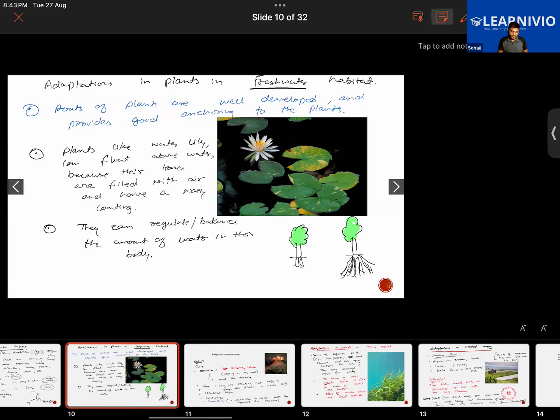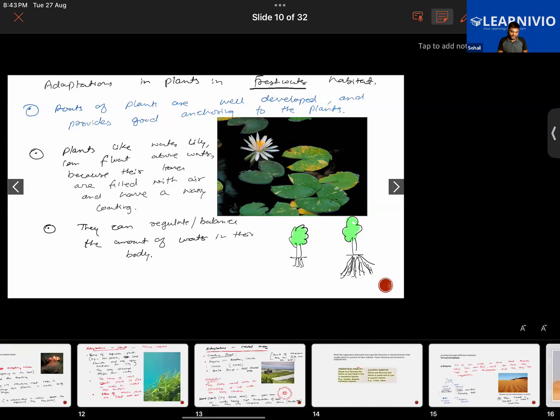Sir, on top of the leaf, there are small openings called stomata. Yeah, and stomata would be present only on the upper surface of the leaves, not on the bottom of the leaf. Right, those are some adaptations in that case.